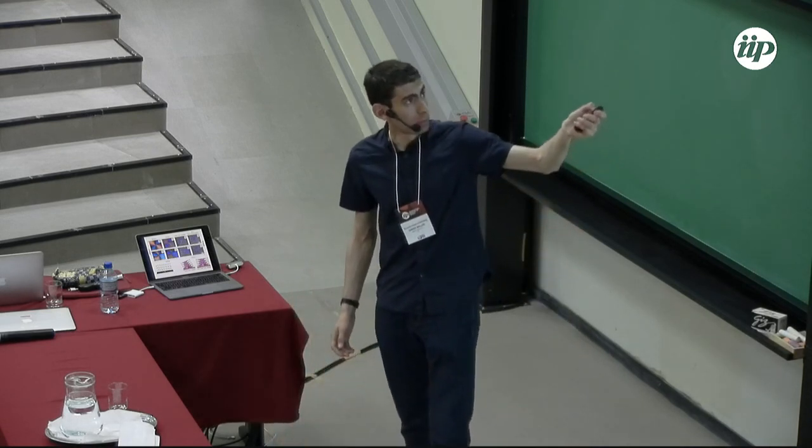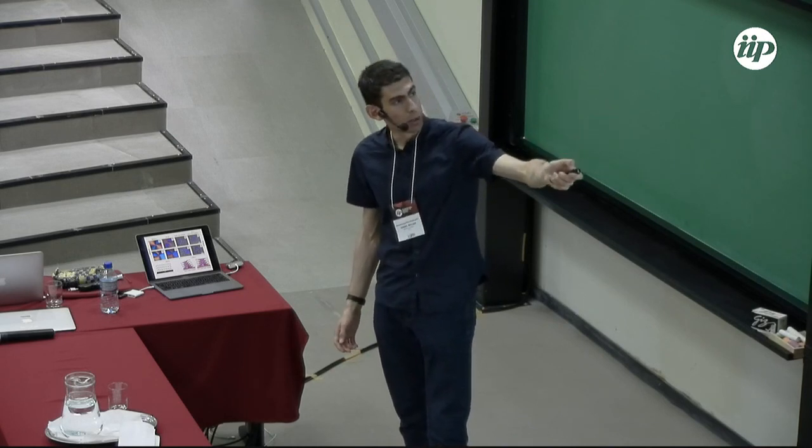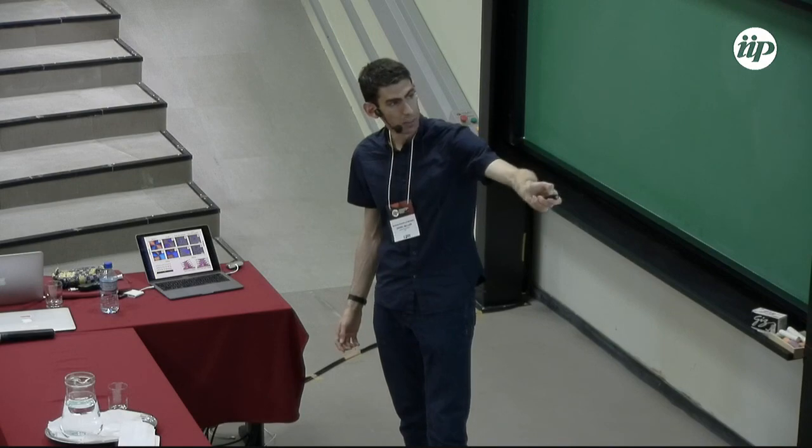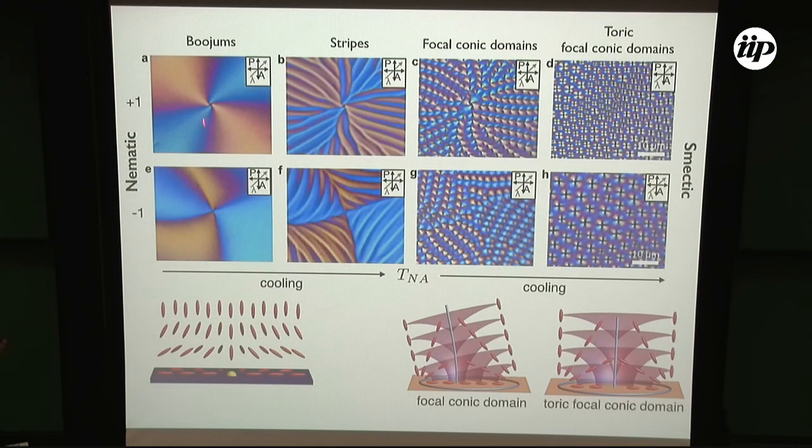So the +1 Boojum gave us this radial arrangement of stripes. Oh, and you can even see in this dislocation of the stripes, the dislocation in the rows of focal conic domains. The -1 Boojum, which looked originally a lot like the +1, gives this diamond arrangement of stripes, and that breaks up into a diamond arrangement of focal conic domains, and that slowly relaxes also into toric focal conic domains.